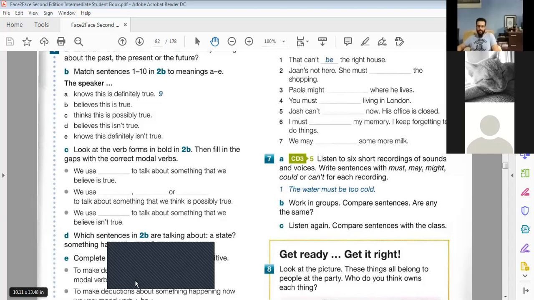Four. I have no idea. No, this is quite easy, actually. It must be a good game. It must be a good game, or it must be a good match. Yes. Yeah. You can say.